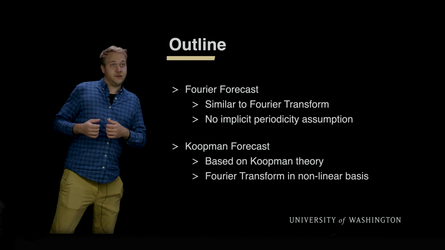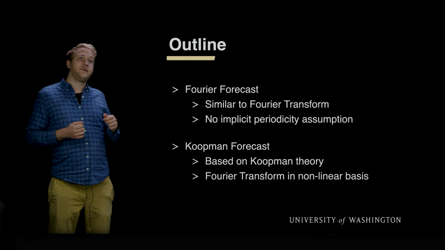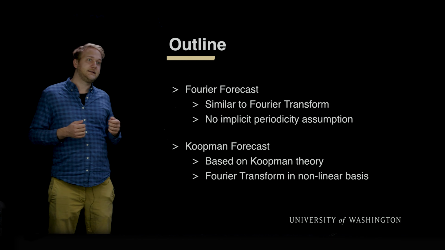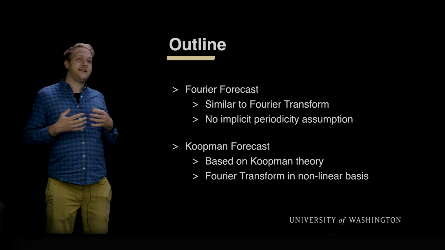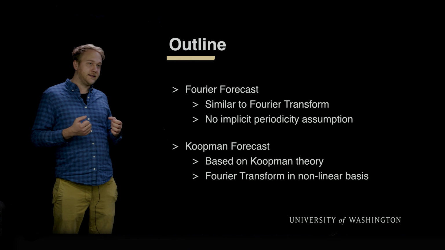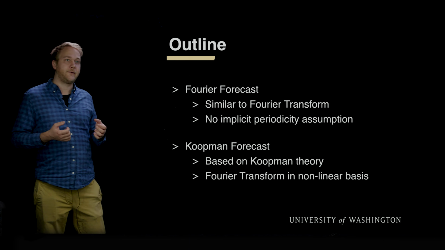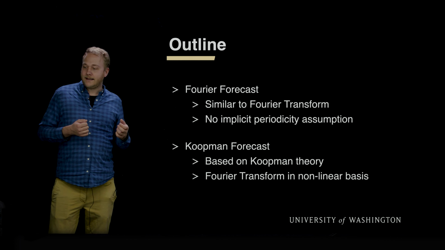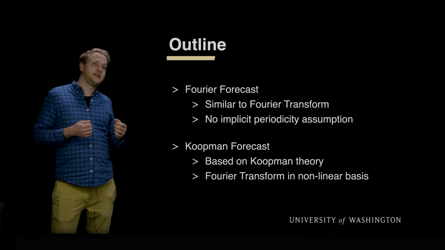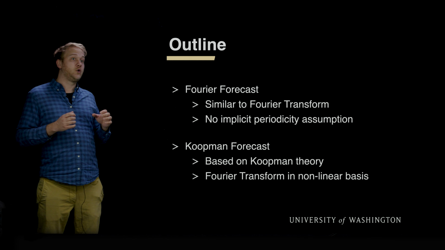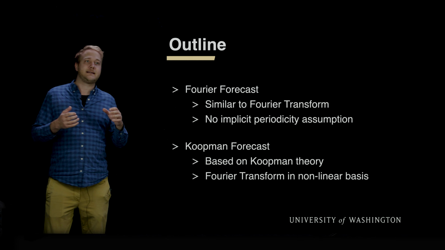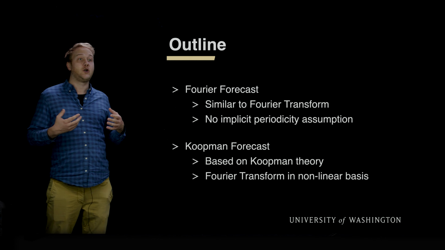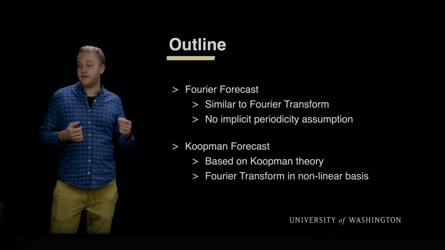I'm going to introduce two algorithms. The first one we call Fourier forecast. That algorithm is similar to the Fourier transform, but it does not make implicit periodicity assumptions that would be harmful for forecasting. And the second algorithm that we call Koopman forecast is based on Koopman theory, and you can understand it as the Fourier transform in a nonlinear and data-dependent basis.